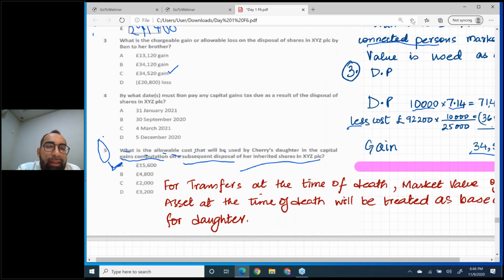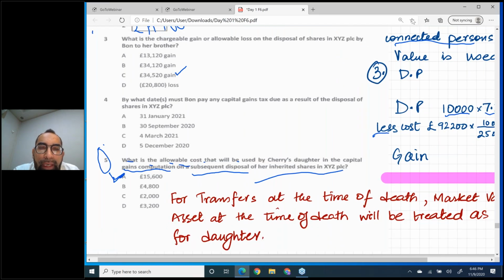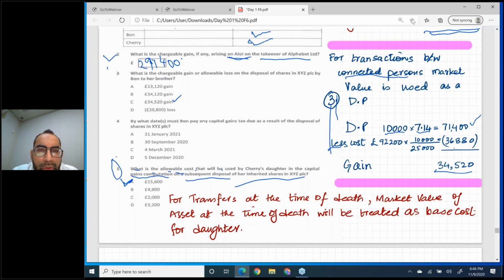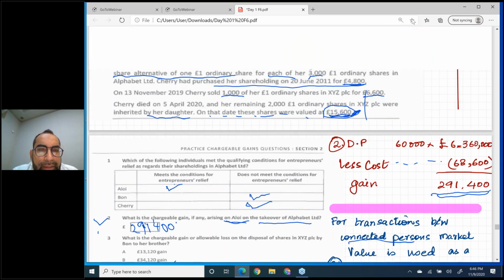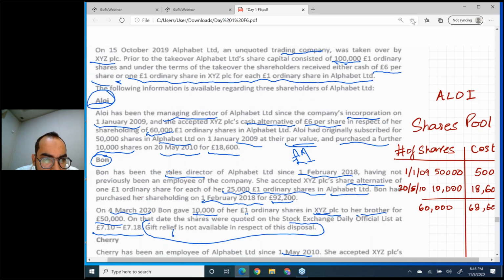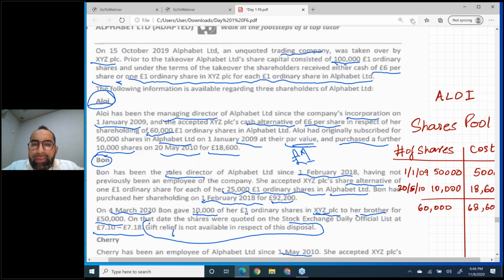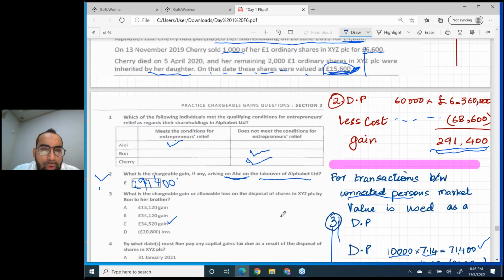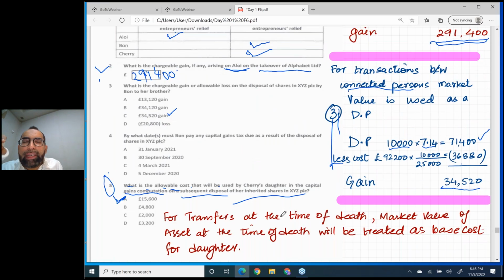What is the requirement? Read. By which date must Bond pay the capital gains tax due on the disposal of shares? Wait. Bond sold at which date? In 1920, if Bond sold in 1920, then definitely the due date is same as last question. Bond gifted the shares on 4th March 2020, in the 1920 fiscal year.